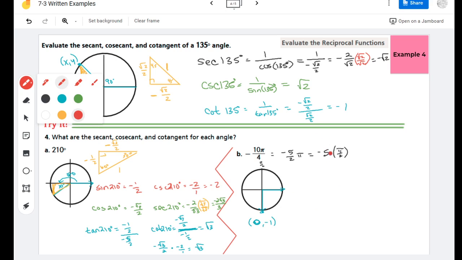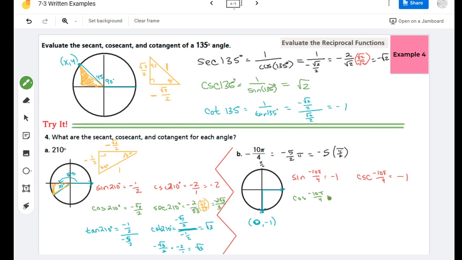So let's try it. My sine of negative 10 pi over 4 is equal to negative 1. So my cosecant of negative 10 pi over 4 is negative 1 flipped upside down. So 1 over negative 1, which is negative 1, and that is so easy. So now my cosine of negative 10 pi over 4 is equal to my x value, which is 0. So my secant of negative 10 pi over 4 is 1 over 0, and that's undefined because you can't divide by 0.